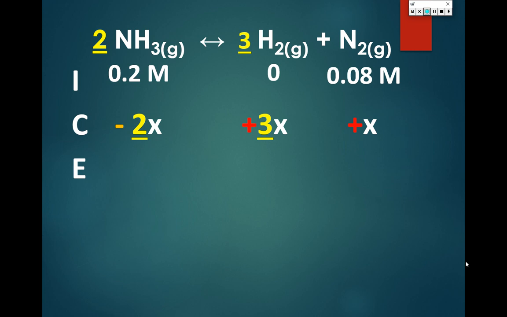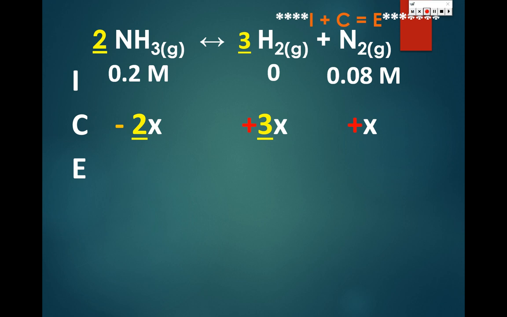So now we need to build the equilibrium line. So whether you have a problem like this or a problem like problem number 2 and 3, where you're not given something at equilibrium, you still want to build your expression. So I plus C equals E. We're still doing that. So we have 0.2.